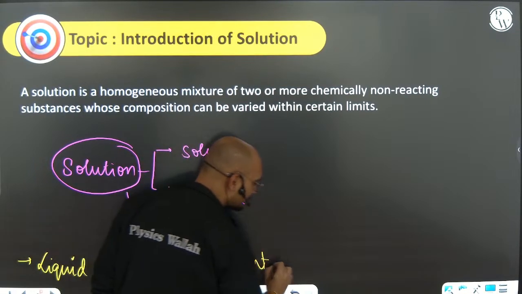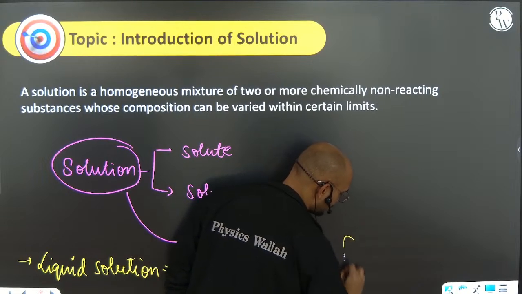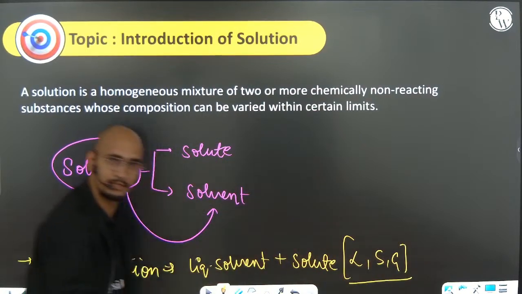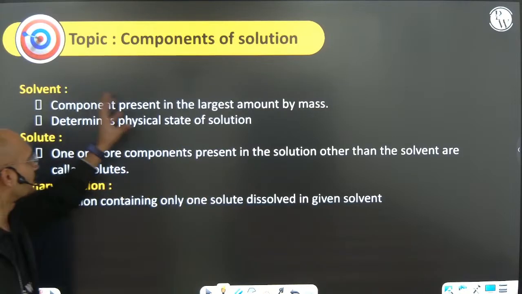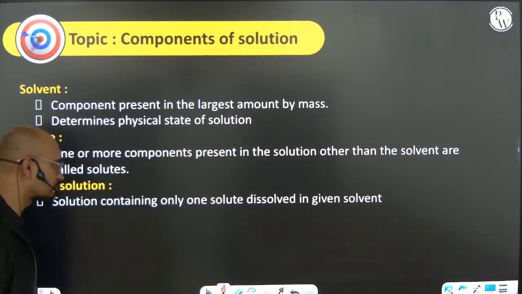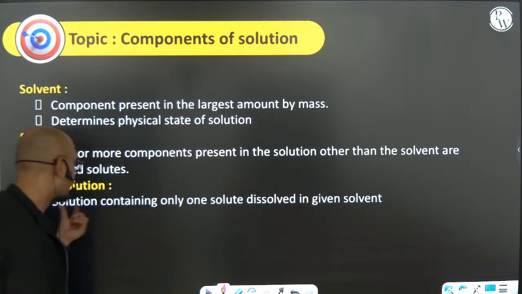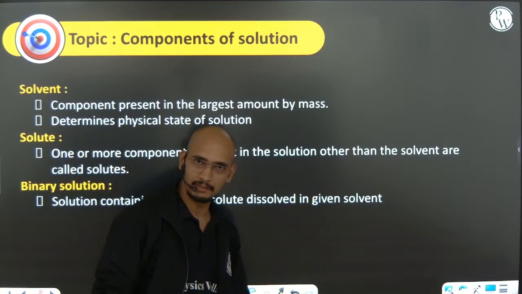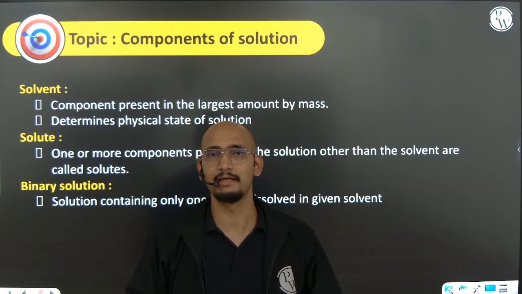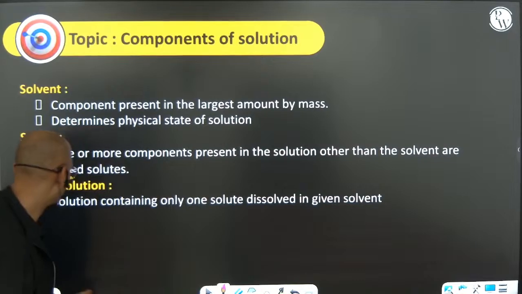The solute can be anything: liquid, solid or gas. Now, components of the solution: solvent and solute. Binary solutions are those in which two components or substances are dissolved, one solute in one solvent. With 3 components it is ternary, with 4 components quaternary, but here we only talk about binary solutions.